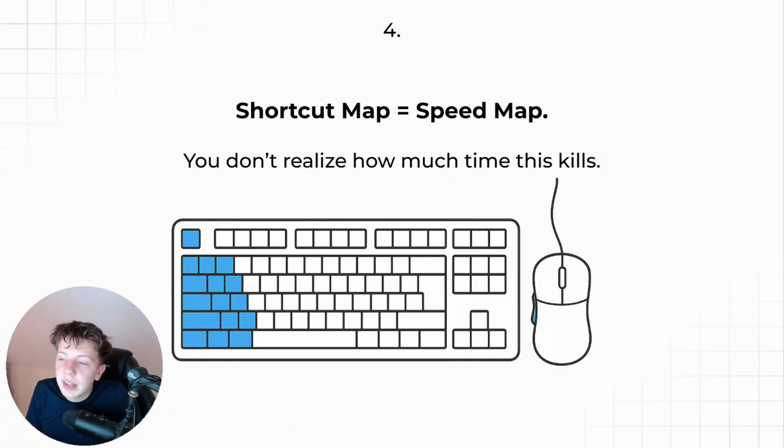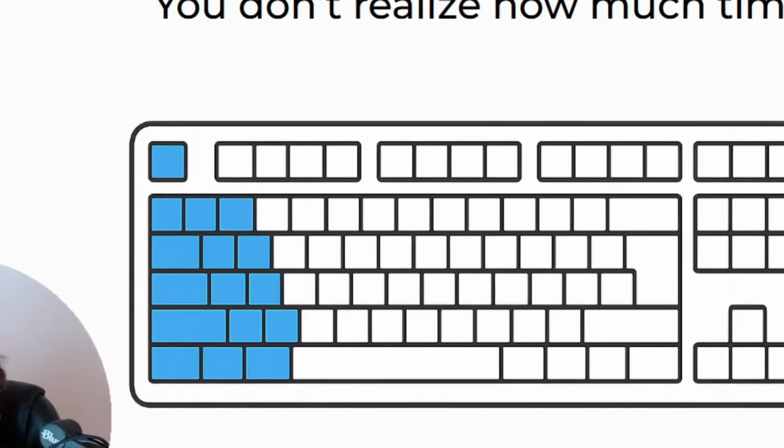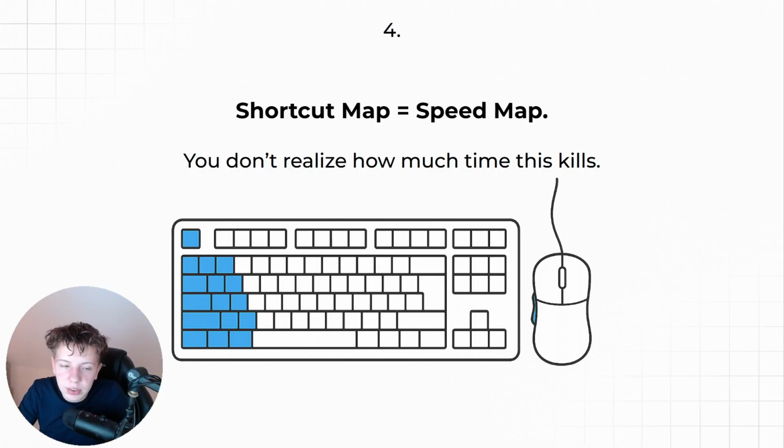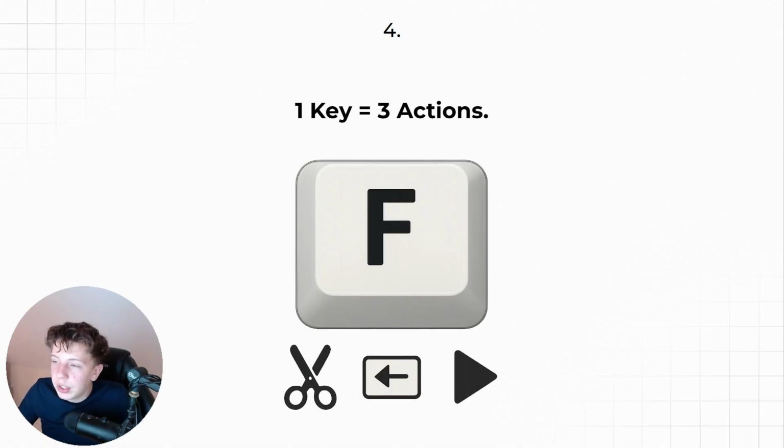So I want you to sit down and really think about what actions you use daily while editing. Then place them on the left side of your keyboard where your hand is. Then the 2 or 3 actions that you use the most should be placed on your mouse buttons, because your hand is always on the mouse. And if your software allows it, you can become even faster by turning 2 or 3 common actions into one single key. For example, cut, ripple, delete, and play can all happen on one key.